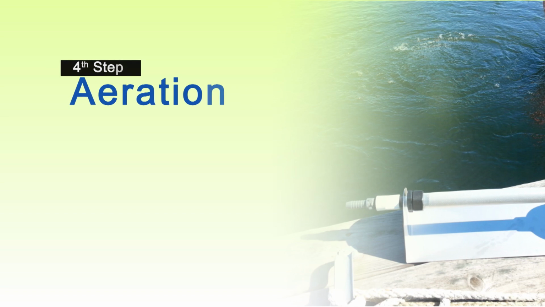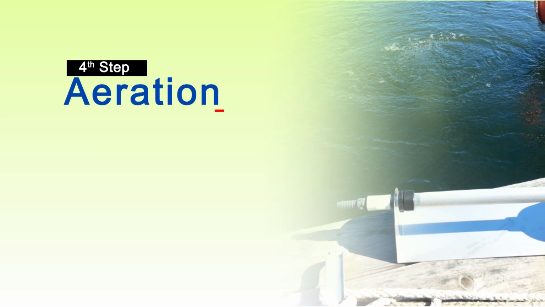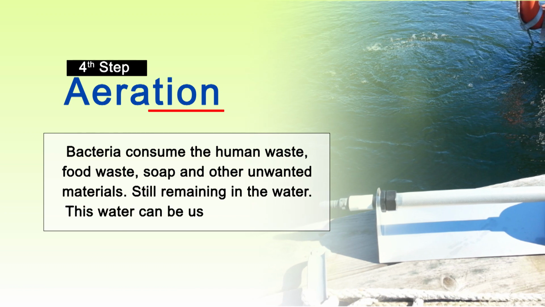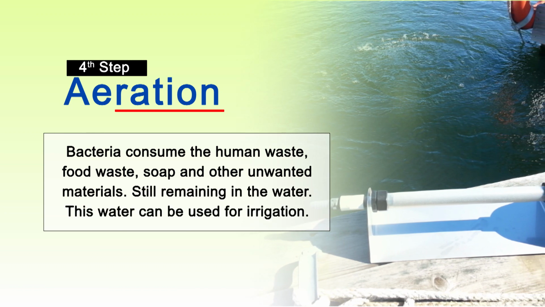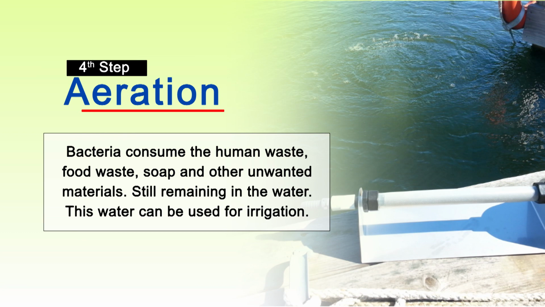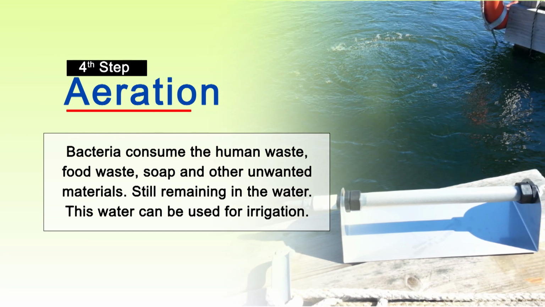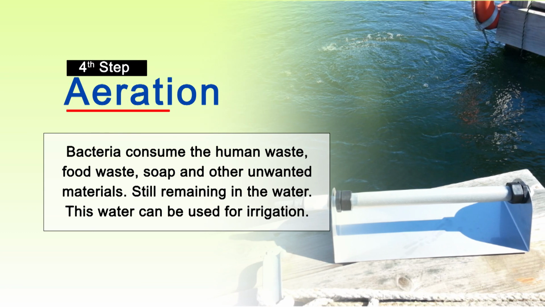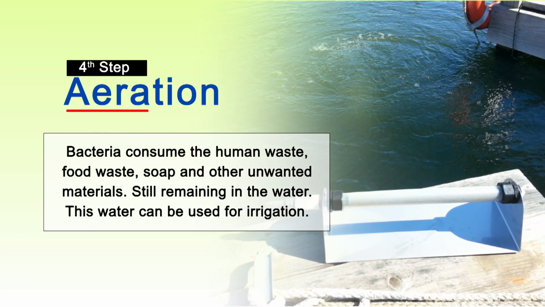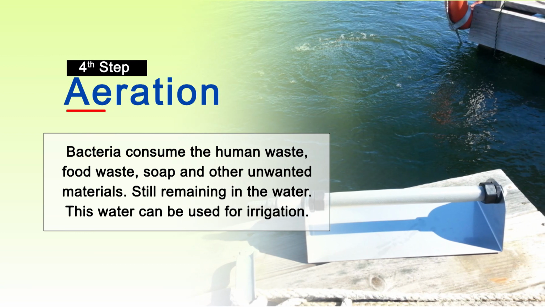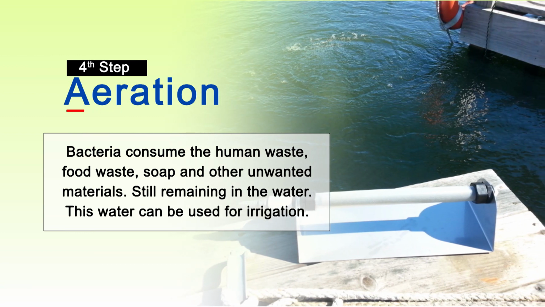The fourth step is aeration. In this step, air is pumped into clarified water so that bacteria can proliferate. Bacteria consume the human waste, food waste, soap and other unwanted materials still remaining in the water. The microbes settle down after several hours and then the water is removed from the top. This water can be used for irrigation.